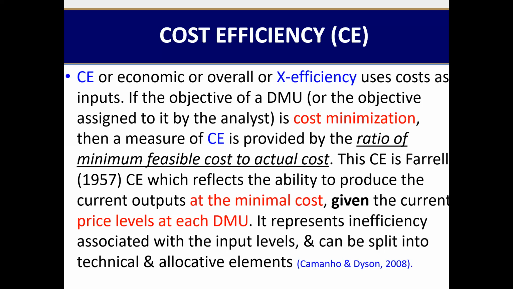Another word for cost efficiency is economic efficiency. Another word for cost efficiency is overall efficiency. Another word for cost efficiency is X efficiency. Majority of people do not use X efficiency, but X efficiency is mostly in the world of the stochastic frontier analysis. Those who are undertaking parametric studies, parametric frontier methodologies, they talk about it.